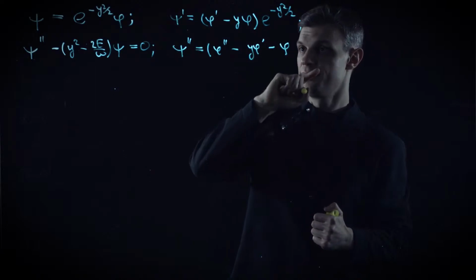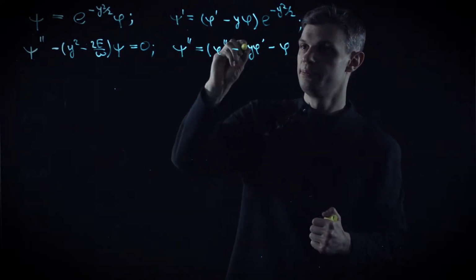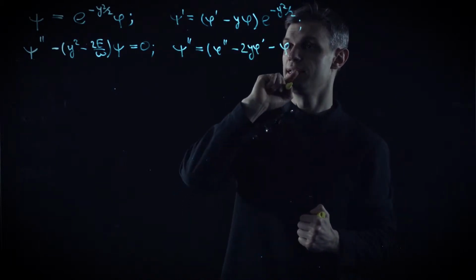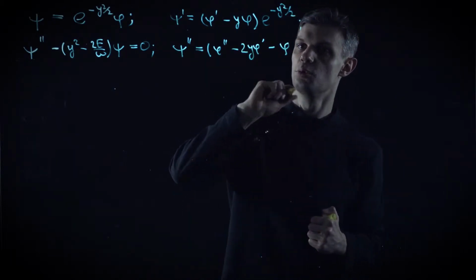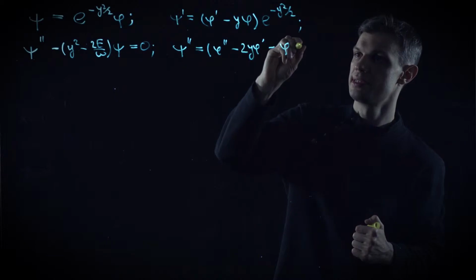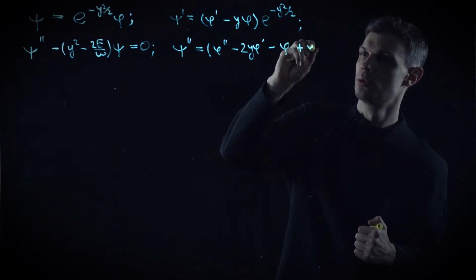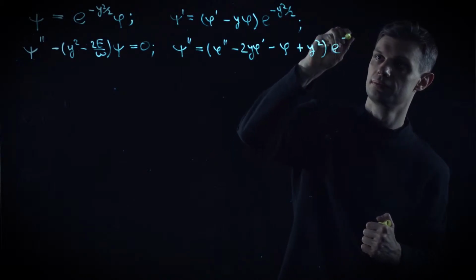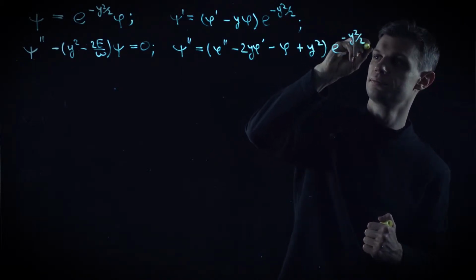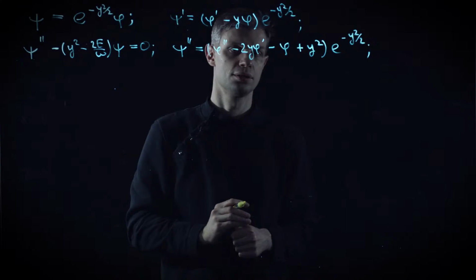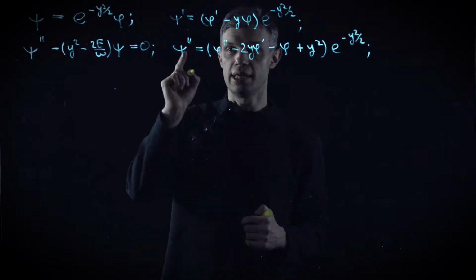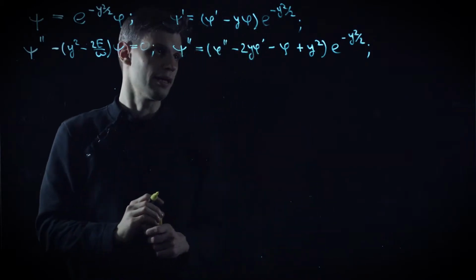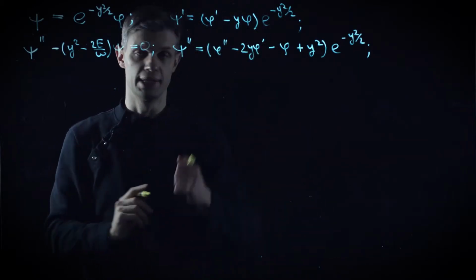This multiplication will give us an additional factor 2 here from this factor, and one more factor plus y squared. Right. Now we should plug this second derivative into our initial equation and see what's going to happen.